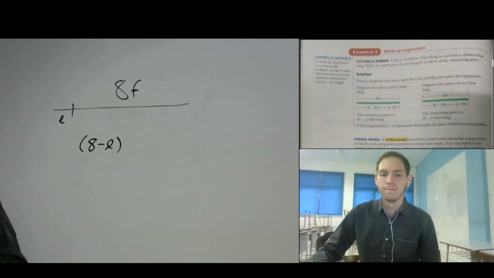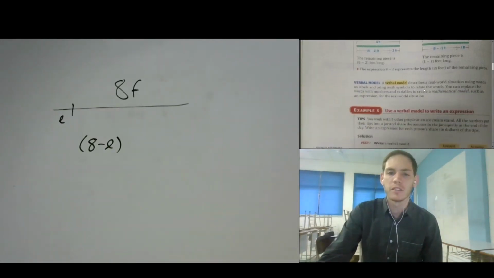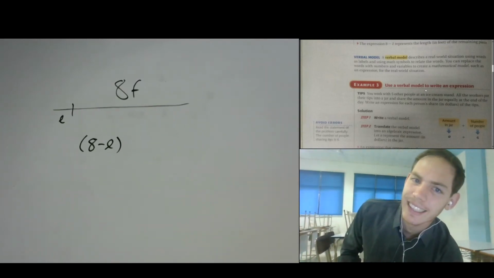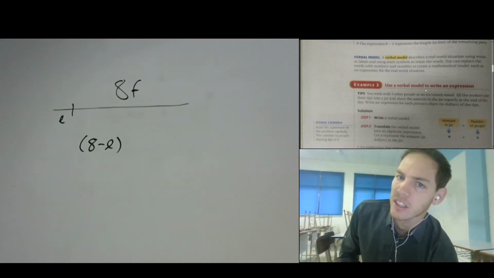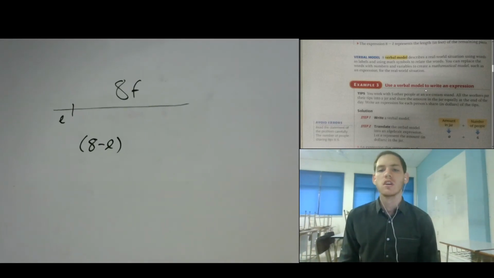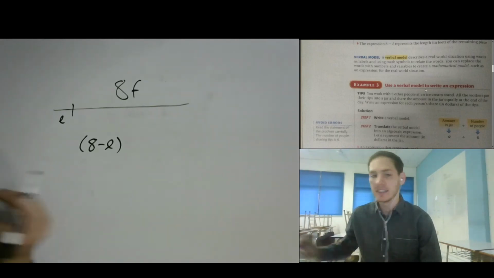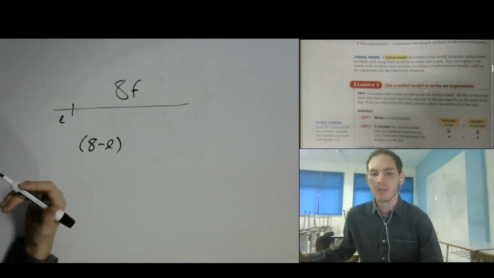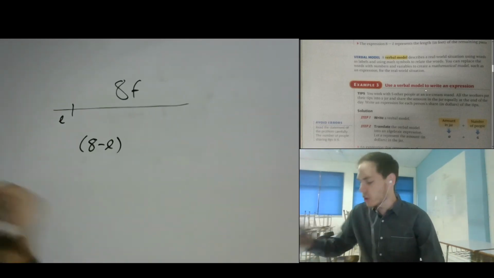Now, a verbal model describes real-world situations using words as labels and using math symbols to relate those words. So a verbal model, for example, if you look at example 3, is a good idea. You see amount in jar.